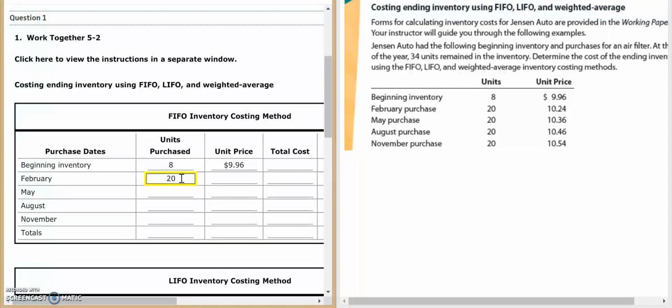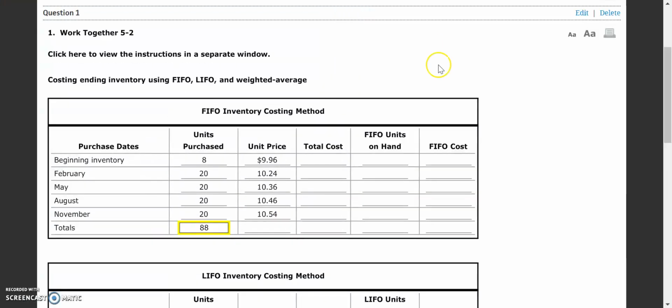So our February purchases were 20, and we purchased those at $10.24. May, we bought 20 more. Price went up to $10.36. So notice that we are in a period of inflationary times. We bought 20 more, this time at $10.46 in August, 20 more in November at $10.54, which means that we have 88 units total. So I'm just going to put that back to being large there.